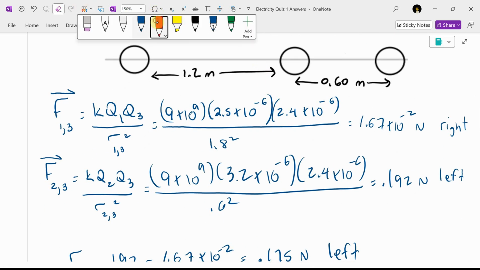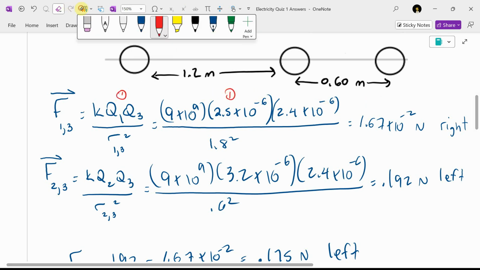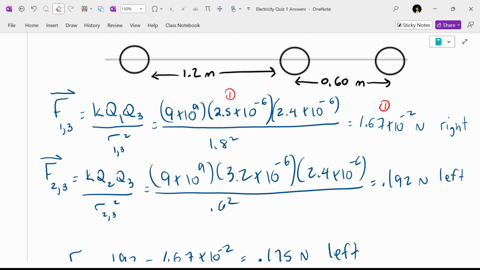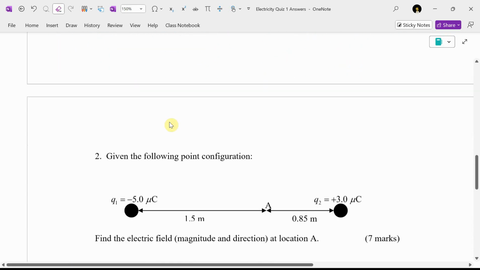Otherwise, what I would probably do is 1 mark for the numbers, 1 mark for the magnitude, 1 mark for the direction, for each force, and then a half mark for that, and a half mark for that. That's probably how I'd give out 7 marks. Then I would turn the page.